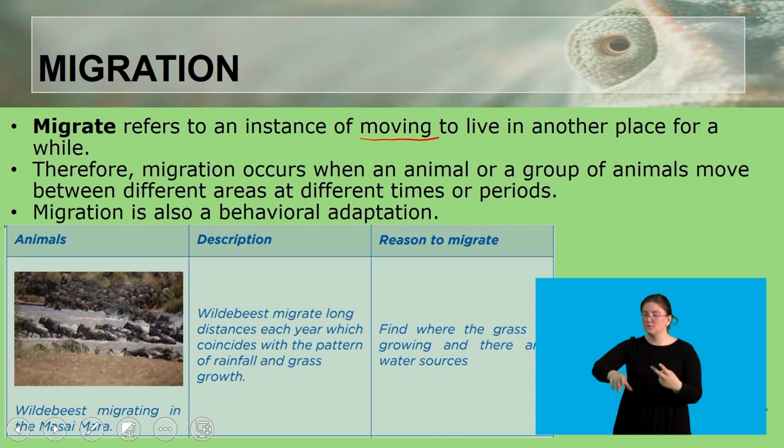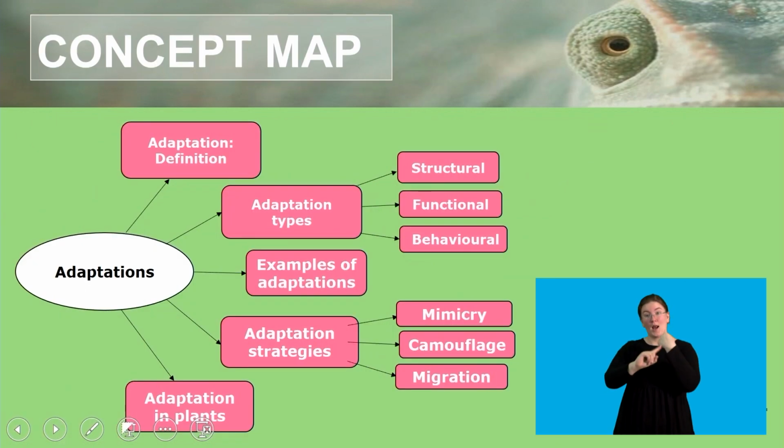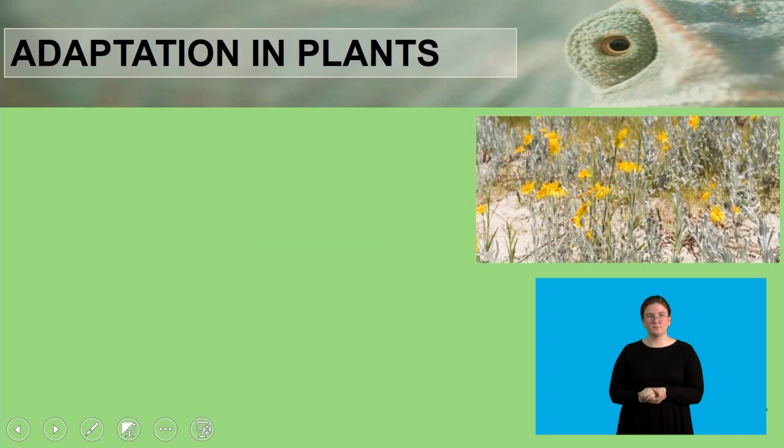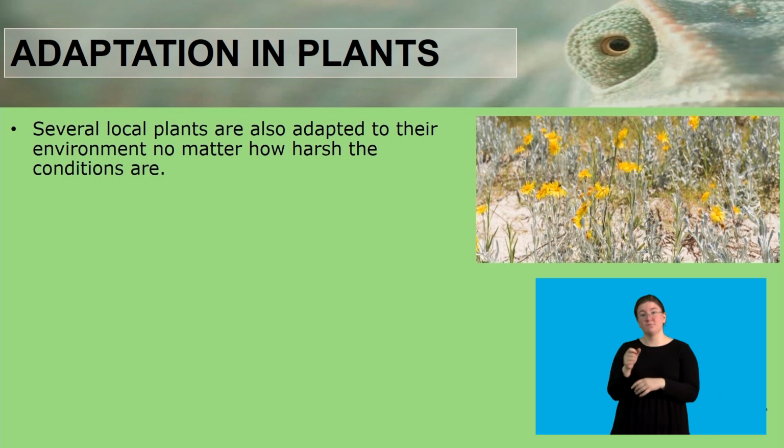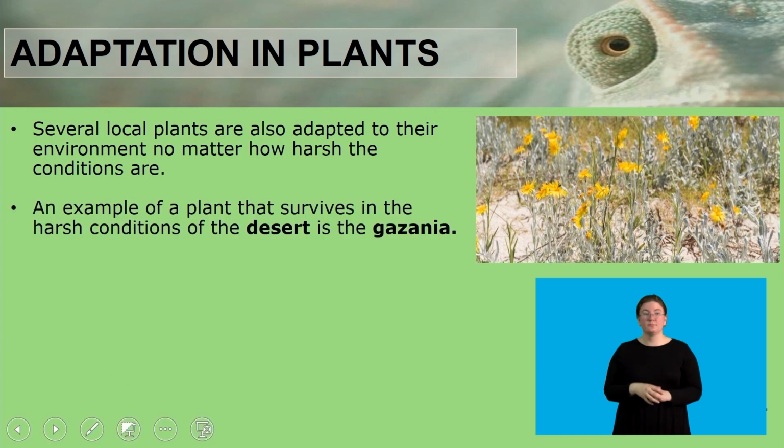And lastly, we are going to look at adaptations in plants. Here we have several local plants which are also adapted to the environment, no matter how harsh the conditions are. An example of a plant that survives in the harsh conditions of the desert is the gazania plant that we can see in the diagram or in the picture alongside here.